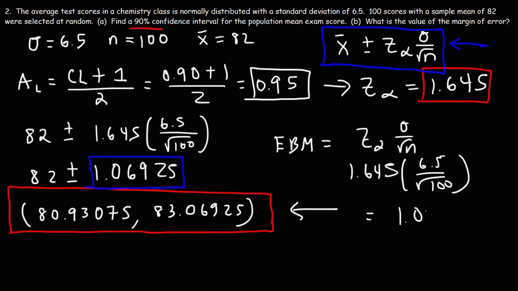So it's 1.06925. So that is the error bound for the mean. That's our EBM value. So that's how you can find a confidence interval and determine the value of the margin of error. Hopefully these two examples clearly illustrate how you can do that.